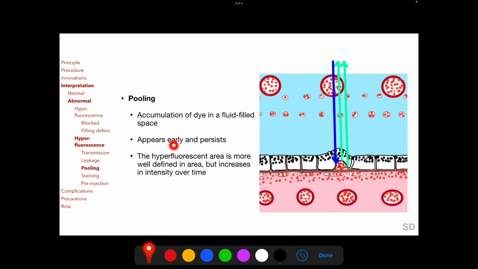Pooling appears early in the angiogram, and the hyperfluorescent zone in pooling appears more well defined in area, in contrast to leakage, but like leakage, it increases in intensity from the early phase to the late phase of the angiogram. So this is the typical example of pooling, a pigment epithelial detachment in which there is a split of the RPE basement membrane from the inner collagenous zone of the Brooks membrane, following which fluorescein crosses freely and rapidly across the Brooks membrane to occupy the entire available fluid-filled space.